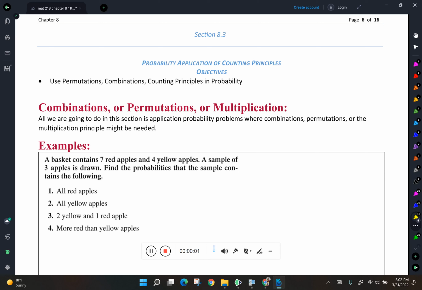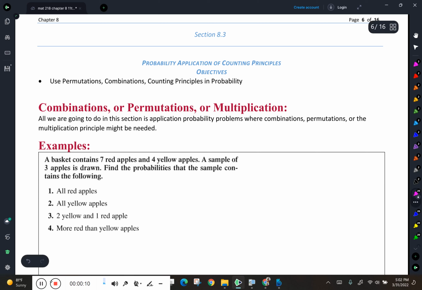All right, so here we are. This is section 8.3, and section 8.3 is going to be what? It is going to be the section that takes this idea of permutations, combinations, and counting principles, and turns them into probability problems. So in section 8.3, we're going to do probability applications of counting principles.